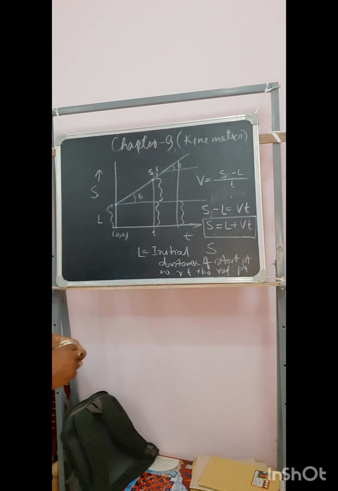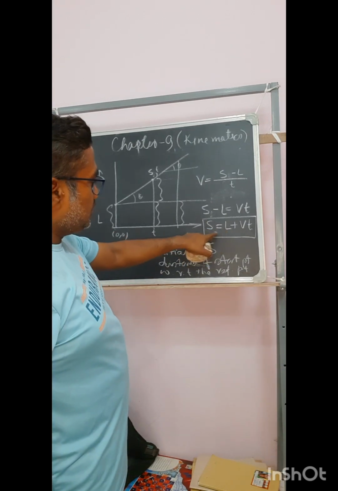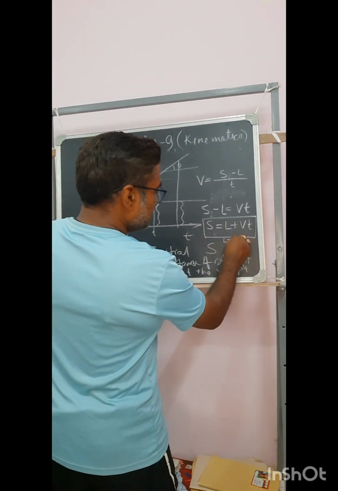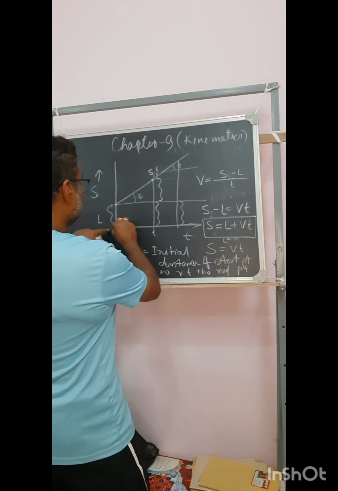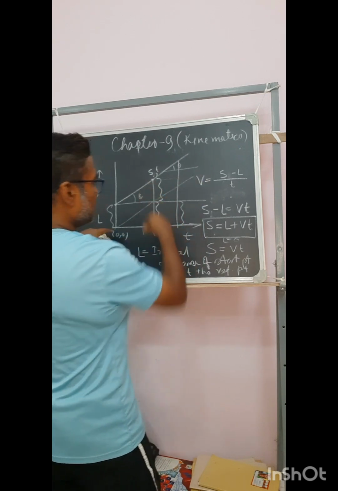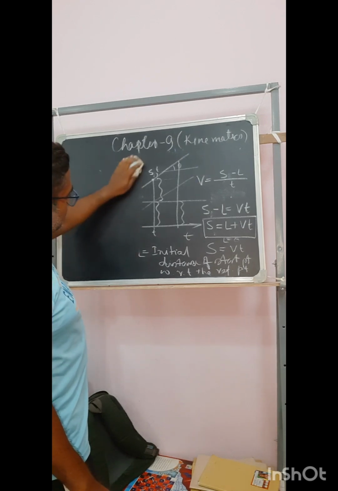Now you understand the importance of the reference point. In case L is equal to 0, s will turn into Vt, when the curve will start from 0. This is a parallel shift. Okay, understand? I will move to the next graphical representation.